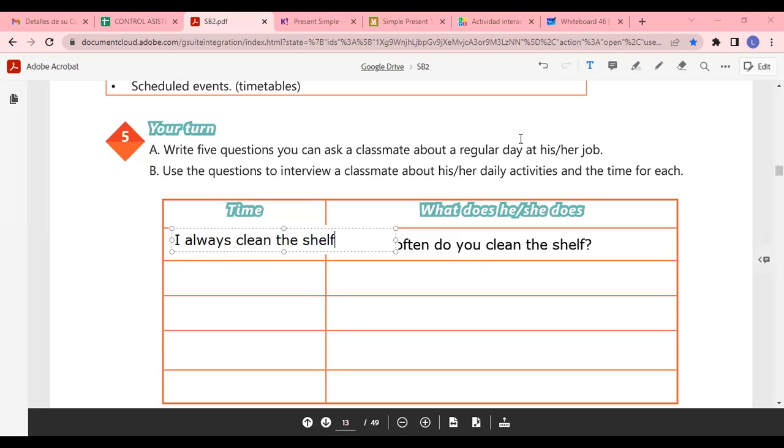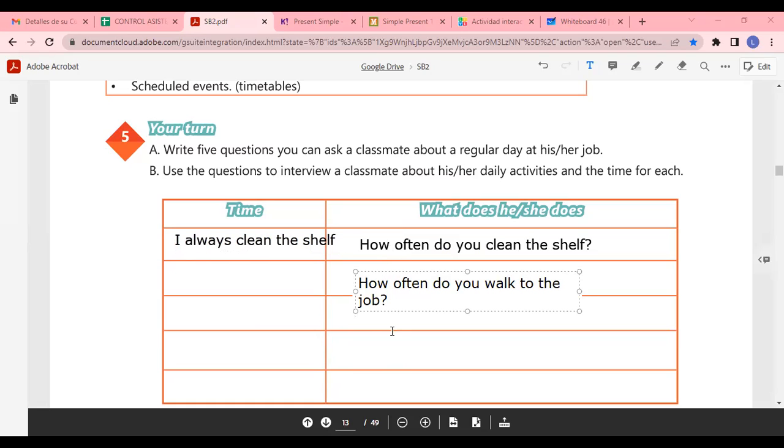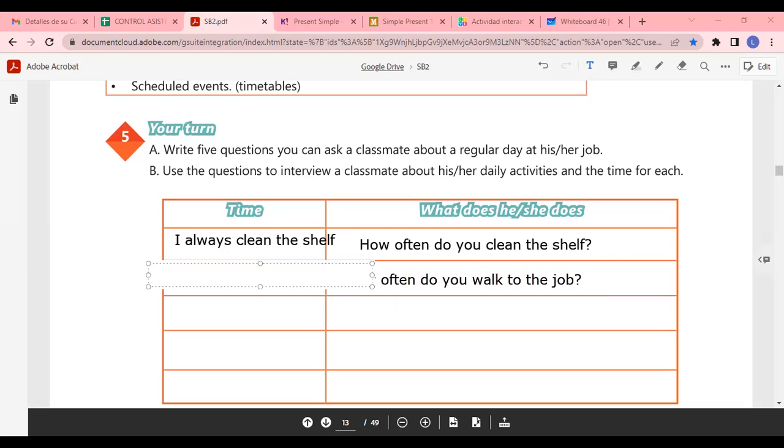How often, vamos a ver, así miren, vamos a hacer una práctica con alguien de ustedes. Miss Stephanie Andrade, how often do you, porque recuerden que tienen que ser del trabajo. How often do you walk to the job? Mrs. Stephanie Andre, how often do you walk to the job? I always.